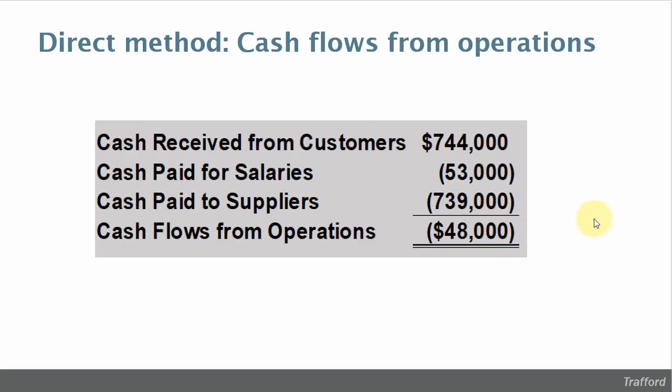What we just did is compute all of the operating cash flows of the company. We had an inflow of cash collections from customers and 2 types of outflows. Operating cash flows in total for Joe's Place, cash outflows of $48,000 from operating activities.